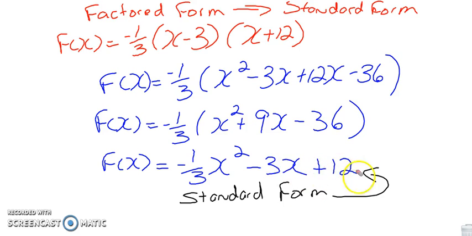You can see here the y-intercept is clear, it's 12, and this function is equivalent to this function. It's just a different way of writing it. The blue at the bottom is in standard form, the red at the top is in factored form. Both are the same, both have the same graphs, they're just different ways of writing.